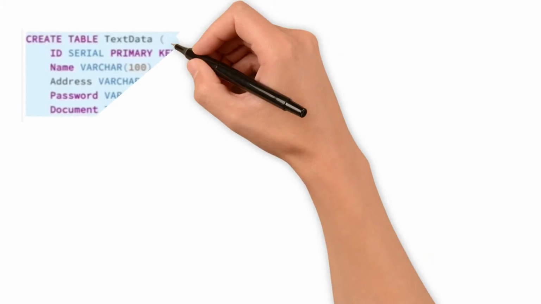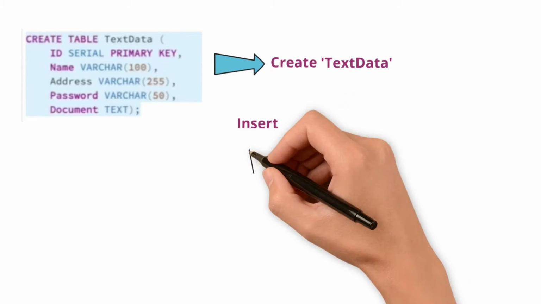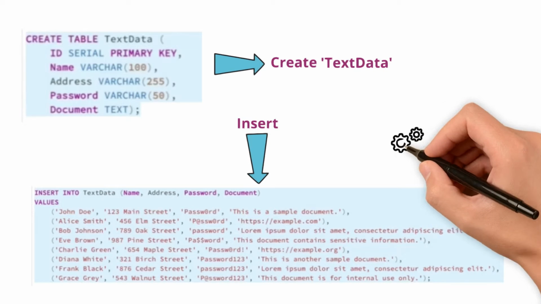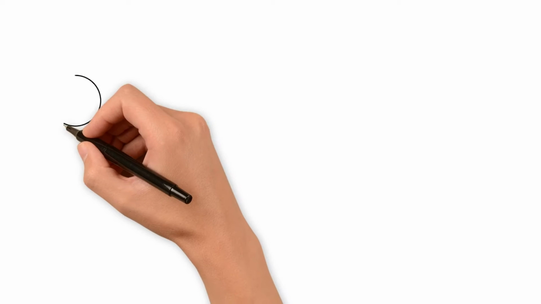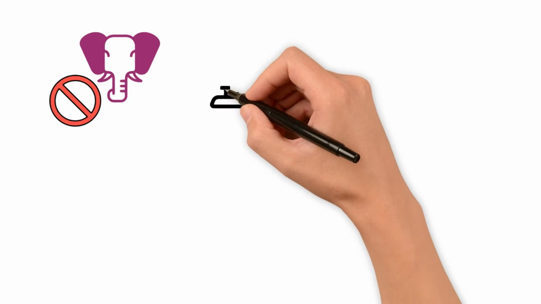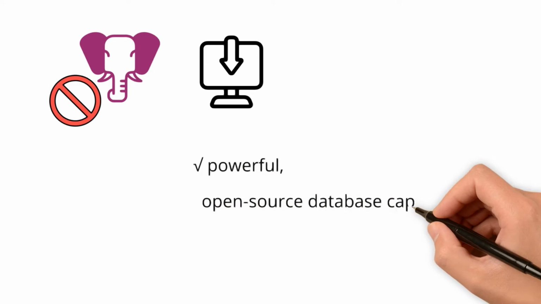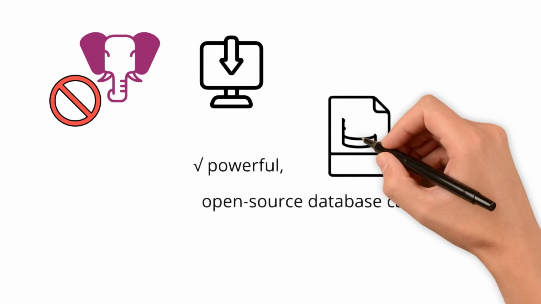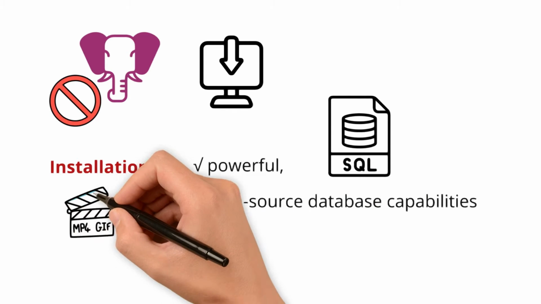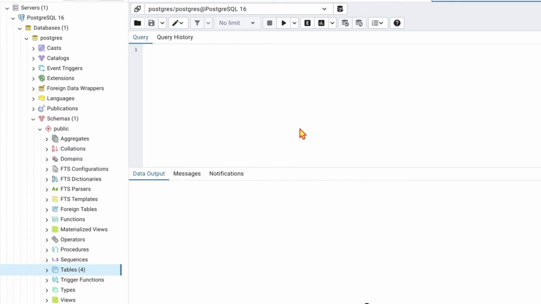I'll share the DDL scripts to create a table named text data and insert relevant data into it, so you can leverage the dataset for your string functions practice. If you don't have PostgreSQL on your system, please install it to leverage its powerful open source database capabilities for your SQL practice. Follow our installation video for step-by-step instructions. Question on the editor screen.